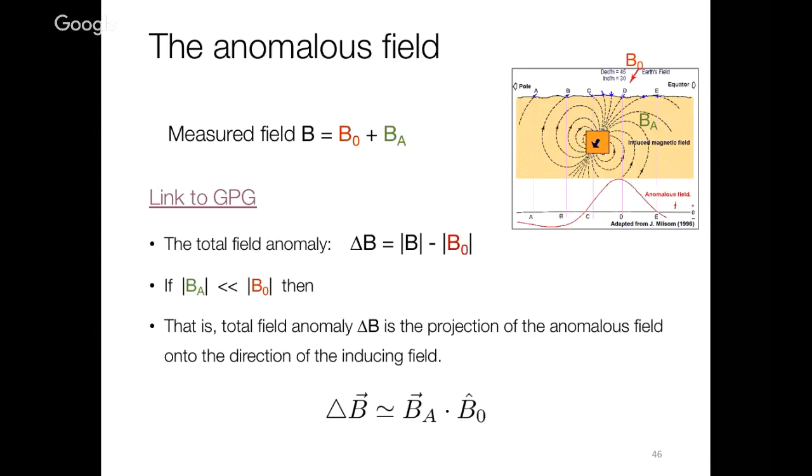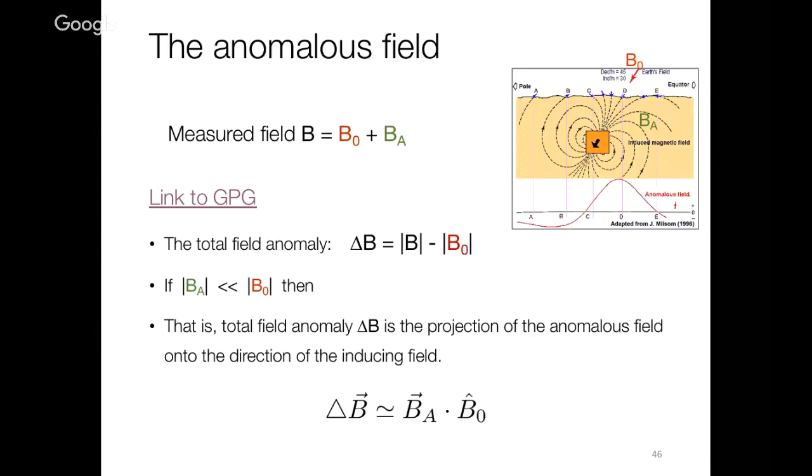Yes? Can you ever get BA being larger than B naught? No. Okay. No. So where you get really kind of screwed up, however, is when you go up into the north, towards the North Pole, and then this relationship is no longer true. And actually, neither was the answer that I just gave you.